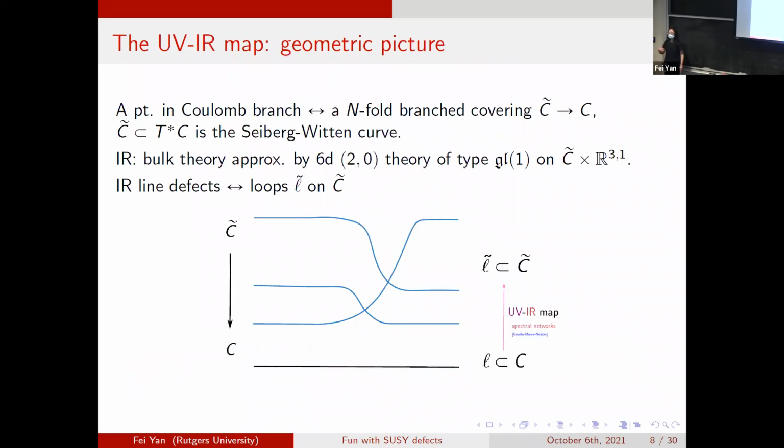This UV-IR map for going to the Coulomb branch also has a related geometric description. A point on the Coulomb branch is going to be represented by an n-fold branched covering C tilde over the Riemann surface C, where C tilde is a so-called Seiberg-Witten curve, which encodes the low energy effective theory data. I draw this schematic picture for this branched covering. Of course, C is a Riemann surface, it has real dimension two, but I'm just drawing this as a real slice. So this black line represents C, and C tilde in this case is a 3-branch covering of C with 2 simple branch points, at least locally in this picture.